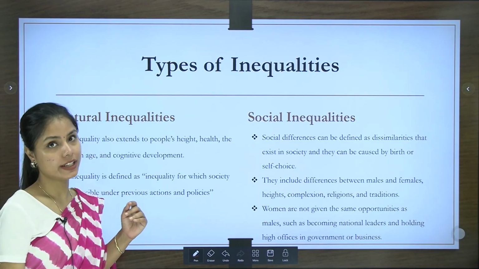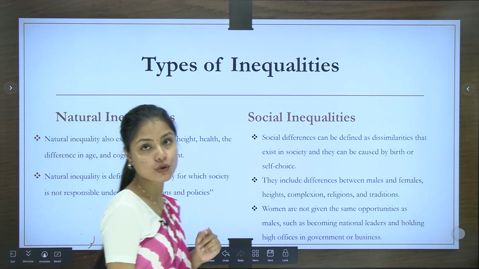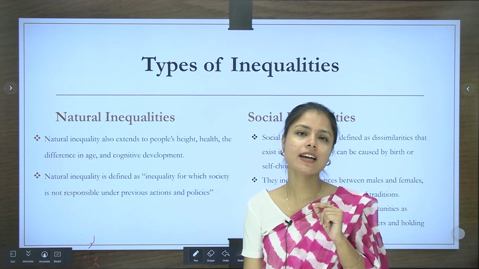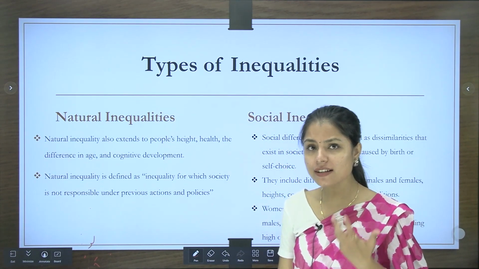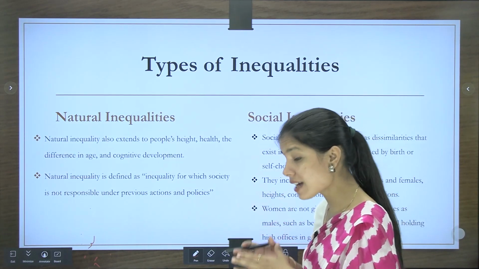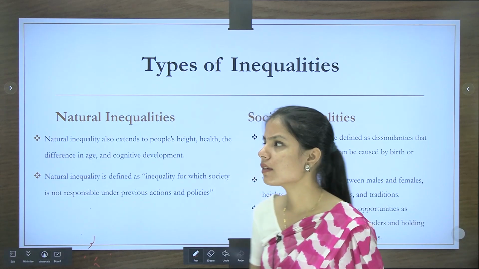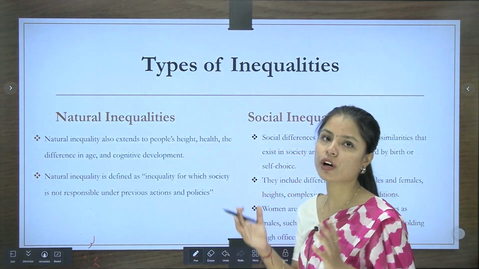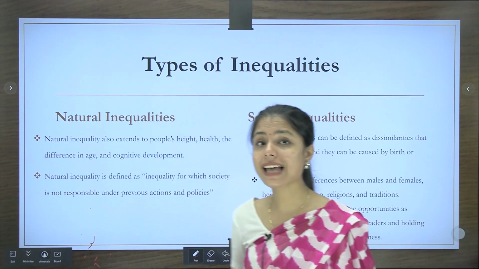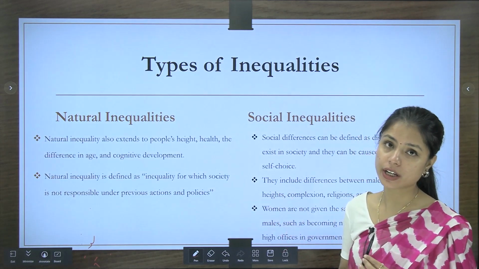Now let us talk about the distinction between natural inequalities and social inequalities, because this is a major source of debate amongst scholars. There are some people who believe that this distinction exists, whereas there is a certain set of scholars who say that this distinction is no longer applicable. So let us look at what this debate is about and what exactly we mean when we talk about natural inequalities and social inequalities.